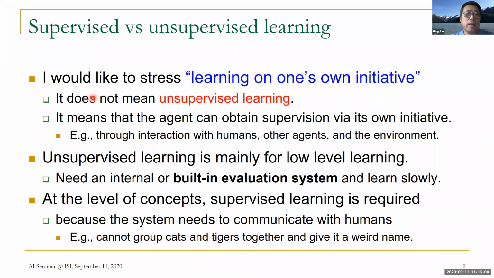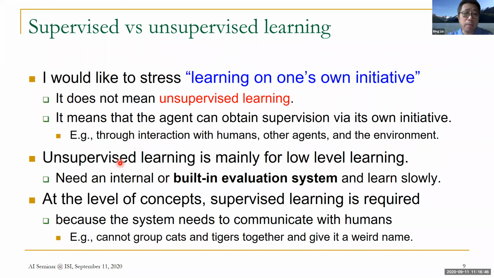Right. So here I would like to stress this particular concept of learning on one's own initiative. This does not really mean unsupervised learning. It just means the agent can obtain supervision by its own actions, through its own active communication and chatting, which could be talking to humans or to other agents, and getting feedback from the environment. Of course, if the agent wants to get feedback from the environment, it has to have an internal evaluation system to know what kind of things are good and what kind of things are not good.